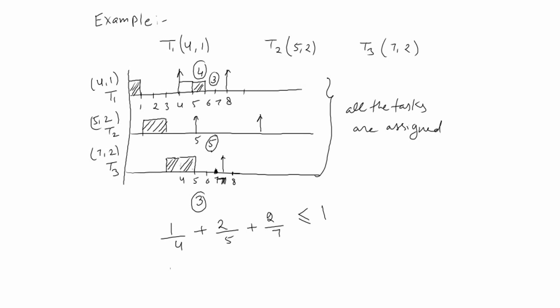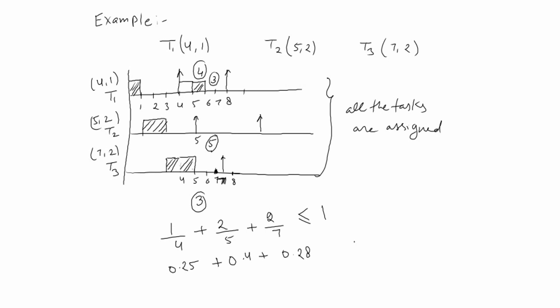So let me write that also. 1 by 4 means that is 0.25. 2 by 5 means that comes around 0.4. And the last one will be 2 by 7, so it comes around 0.28. So if you add all three, this comes around 0.93, right?